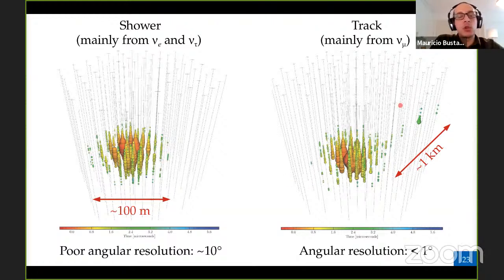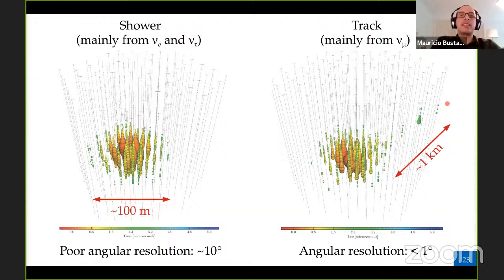And in the case of tracks, they are mainly made by the charged current interaction of muon neutrinos. Again, the neutrino interacted somewhere in the center of the blob. There's still a shower-like feature over here that comes from the shower initiated by the final state hadrons. Remember that the hadronic shower also exists in this case, but there's a final state muon that is not contained here, but is actually able to leave the interaction region and in the process leave a track of Cherenkov light over here, which is easily distinguishable from the shower region around the interaction vertex. So you call this a track, and it can be as large as several kilometers in size.